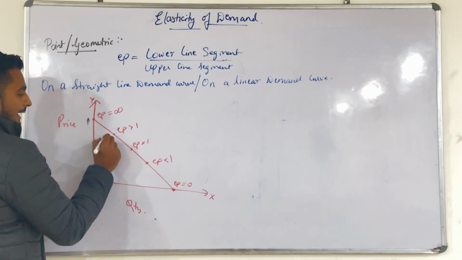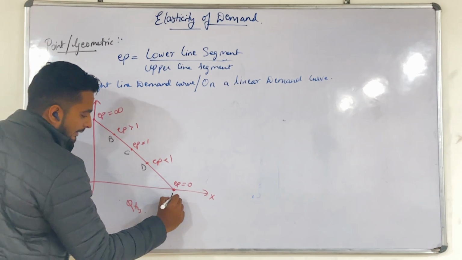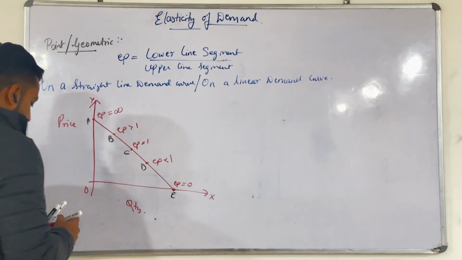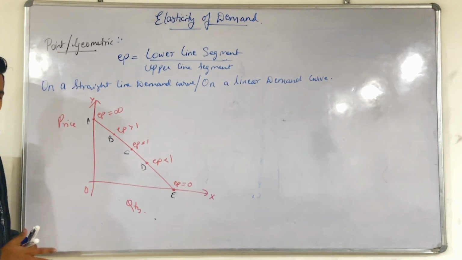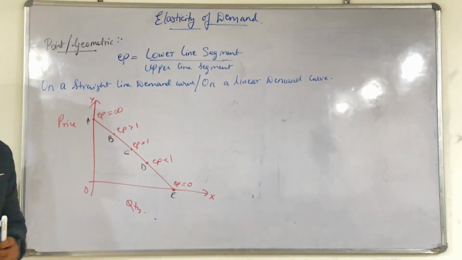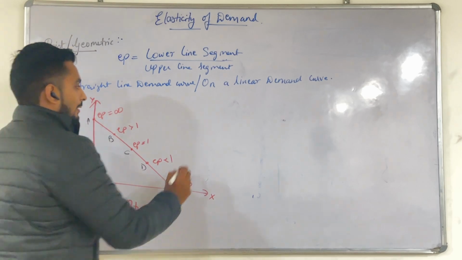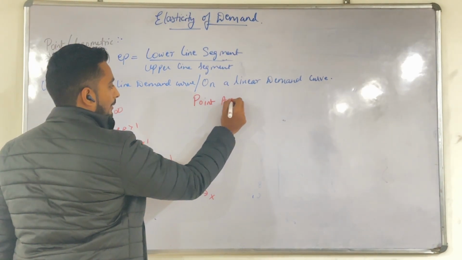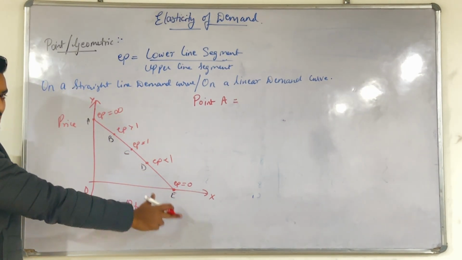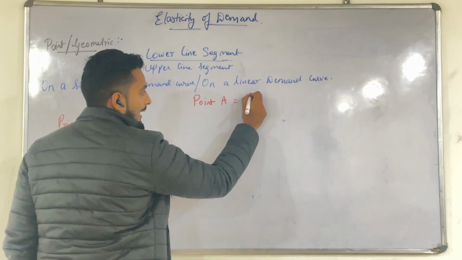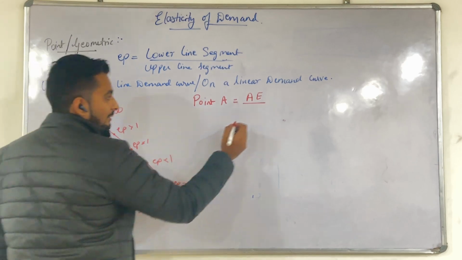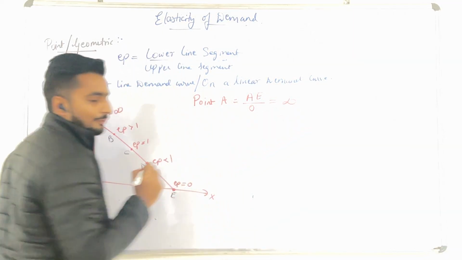Now, suppose we are given five points: A, B, C, D, E. We have to calculate how we can say that it is infinity, how we can say that it is equal to 1. For calculating this, we use the formula: lower line segment upon upper line segment. Suppose we have to solve point A. The lower line segment of the demand curve at A is AE, upon the upper line segment. Above A there is nothing, so we write 0. AE upon 0 will be infinity.